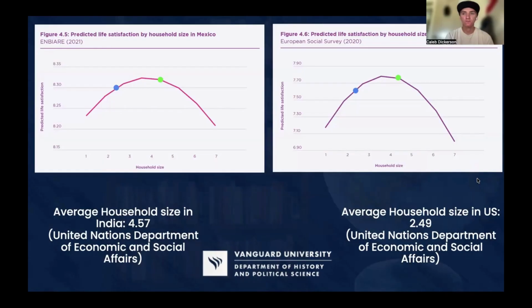I wanted to analyze the household size a little bit more. The index gave these 2 charts, and they aren't from India specifically, but they show a very interesting pattern. It is essentially how household size impacts life satisfaction. They did this study in Mexico, and it shows a U curve. If you have too few people in the household, then you'll be less happy. And if you have too many, you can also be less happy, but there's a sweet middle spot around 4. The same thing was shown in Europe, essentially the exact same thing.